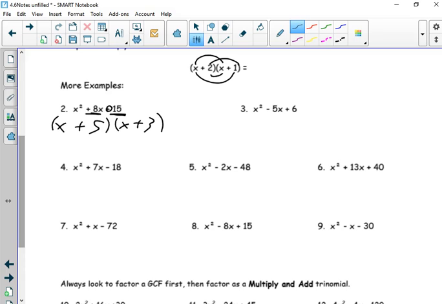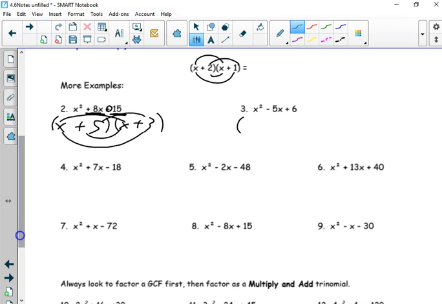I just said it multiplies to this, adds to this. It multiplies to the last number, adds to the middle number. And again, don't move on. Let's just check it real quick. X times x, x squared. 3x plus 5x is 8x. 15, we're good. How long did that take? 7 seconds? Just check it. Why not make sure you got a perfect score before you turn in your test?